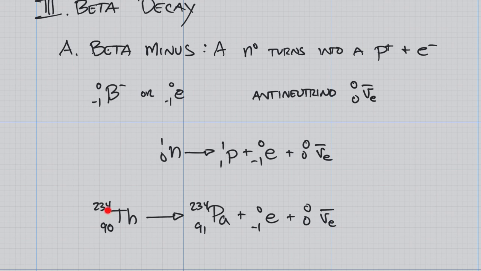Thorium-234 loses this beta particle and an antineutrino. So it gained a proton. So we went from 90 to 91, yes? And our mass stays the same because a proton and a neutron have the same mass. Okay? Everybody okay with this?